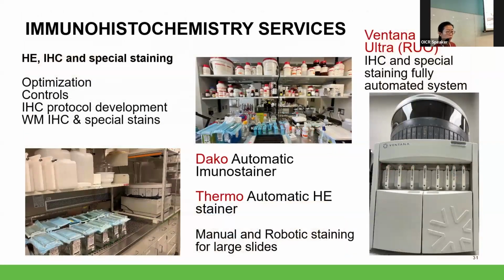In terms of immunohistochemistry services, we have a Ventana Discovery Ultra in the lab, which helps for development of IHC protocols. We also have a number of other autostainers for IHC staining and also for H&E stainings.